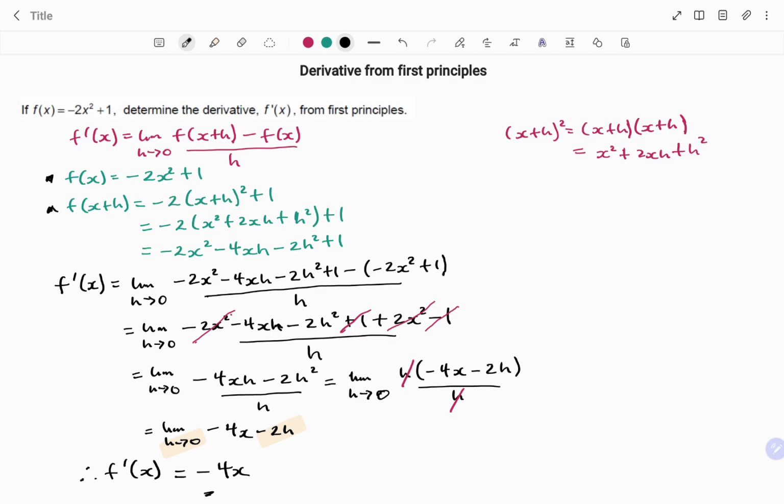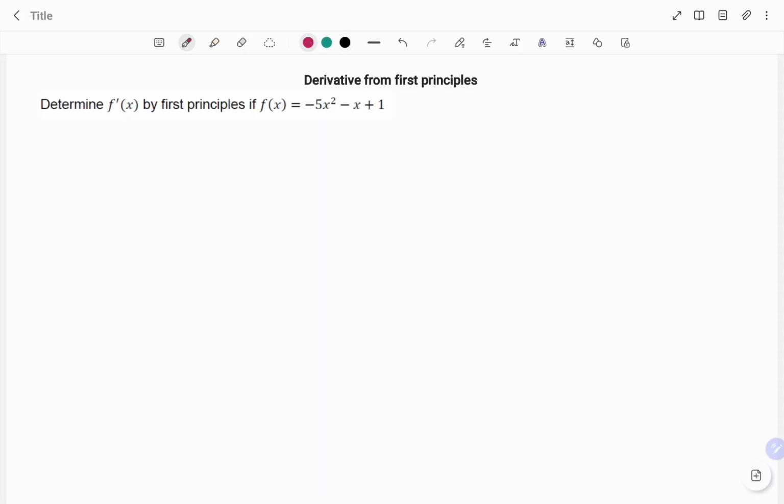Let's look at another example. In the second example, I have: determine f prime of x by first principle, if f of x equals minus 5x squared minus x plus 1. Like I did earlier, I'm going to start by writing the formula. I have f prime of x equals the limit as h tends to 0, f of x plus h, close the bracket, minus f of x divided by h.